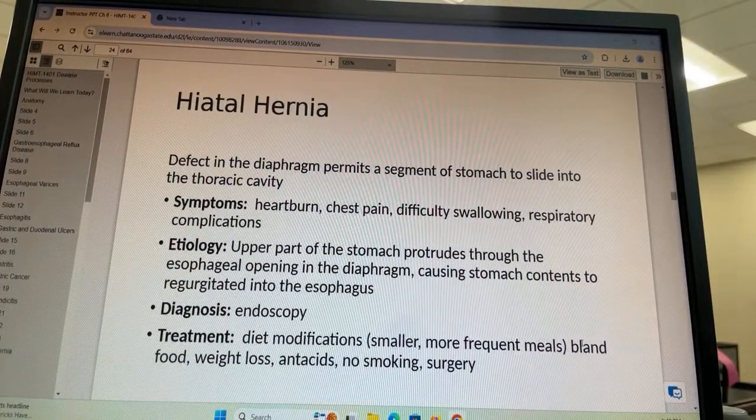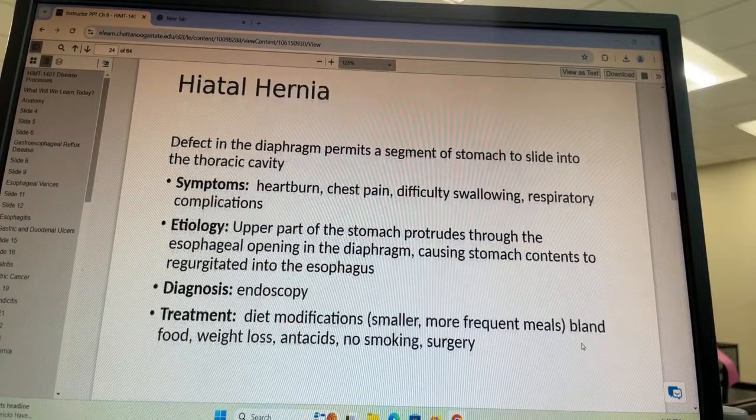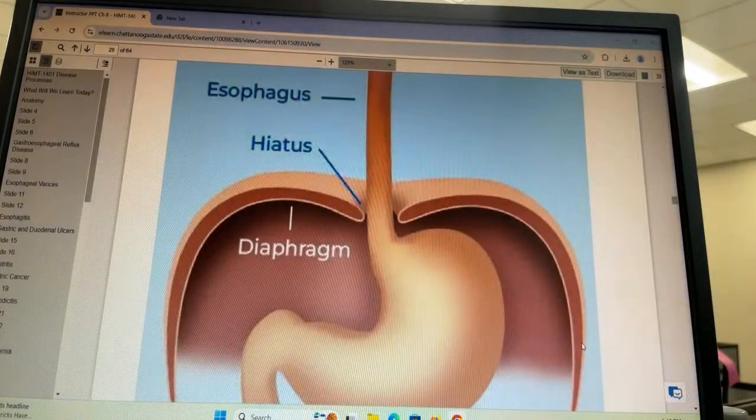All right, now we're going to talk about two different types of hernias. The first one is hiatal hernia. Hiatal hernia is where there is a defect or a weakening of the diaphragm, and then a piece of the stomach slides through where it shouldn't be. So let me show you a picture here.